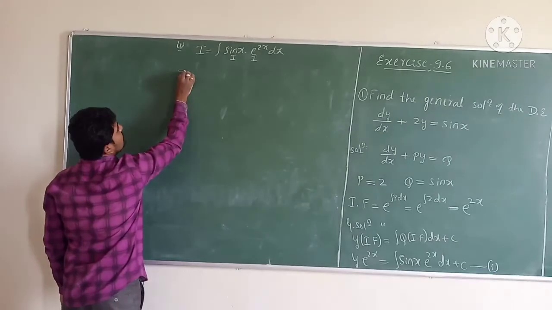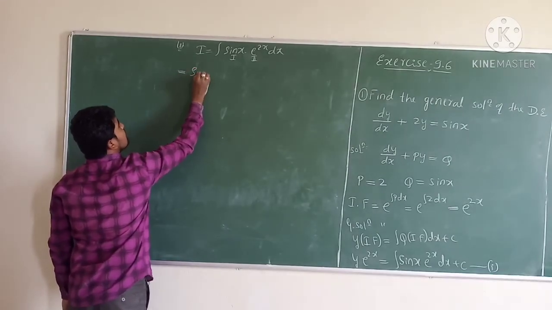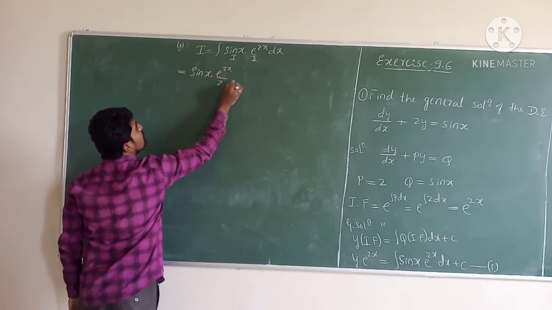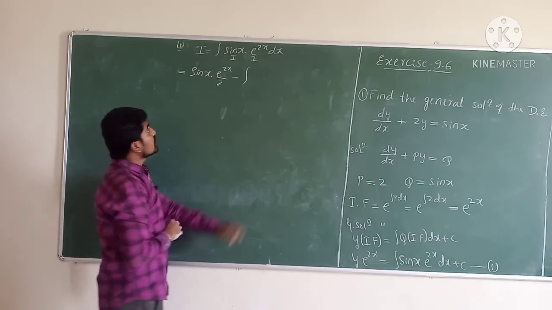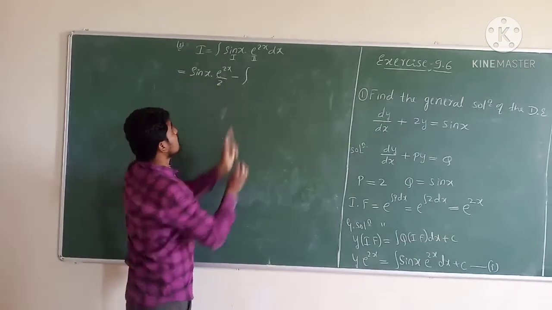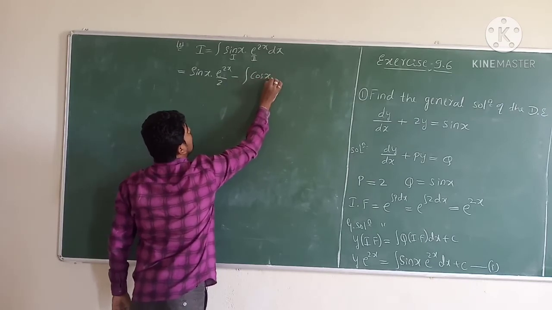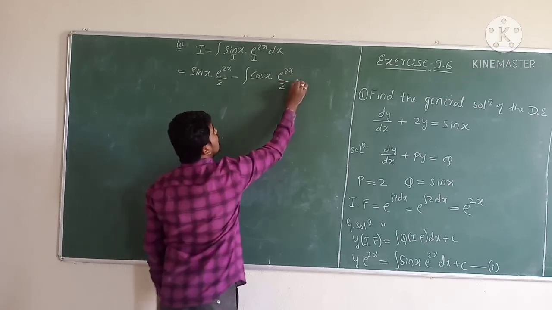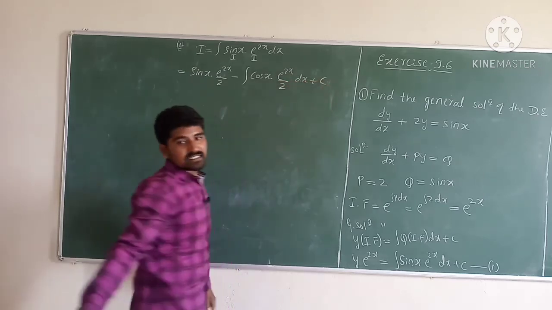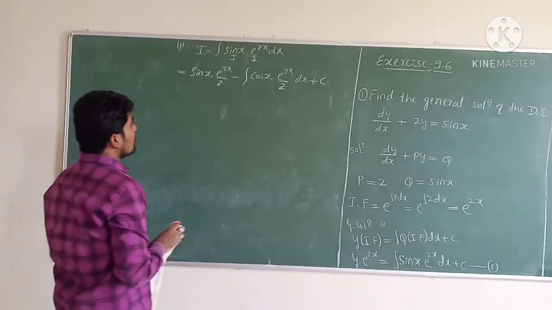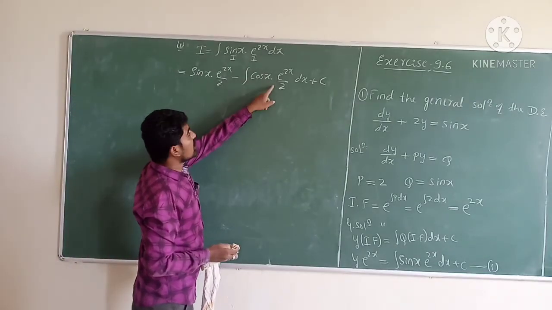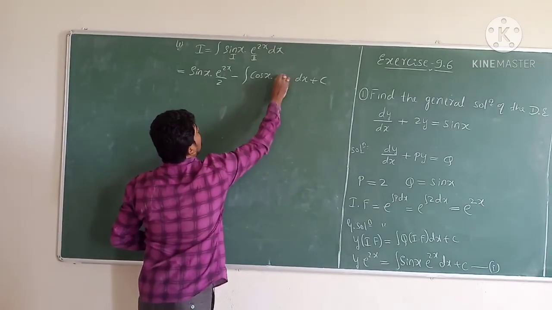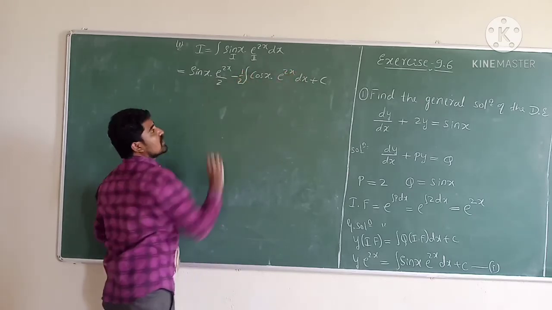The value of I is equal to first function sin x as it is into integration of e power 2x, which is e power 2x divided by 2, minus integration of differentiation of first function, differentiation of sin x is cos x, into integration of second function, e power 2x divided by 2, with respect to x plus integral constants. Next thing is cos x into e power 2x divided by 2. So 1 by 2 is a constant taken outside the integral.